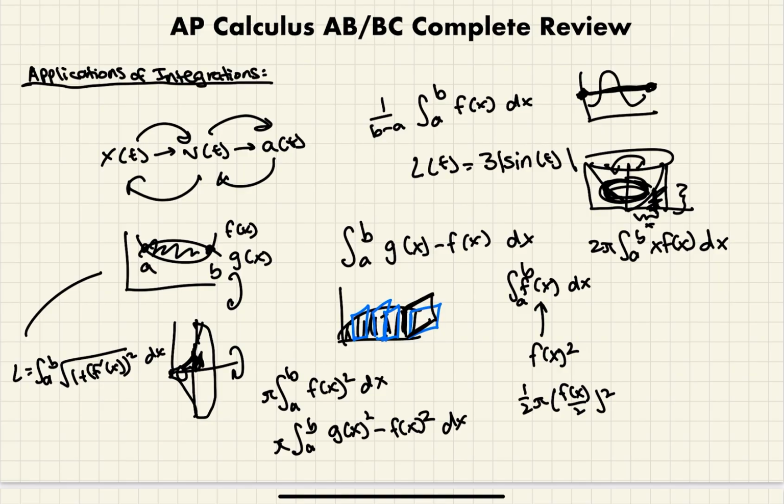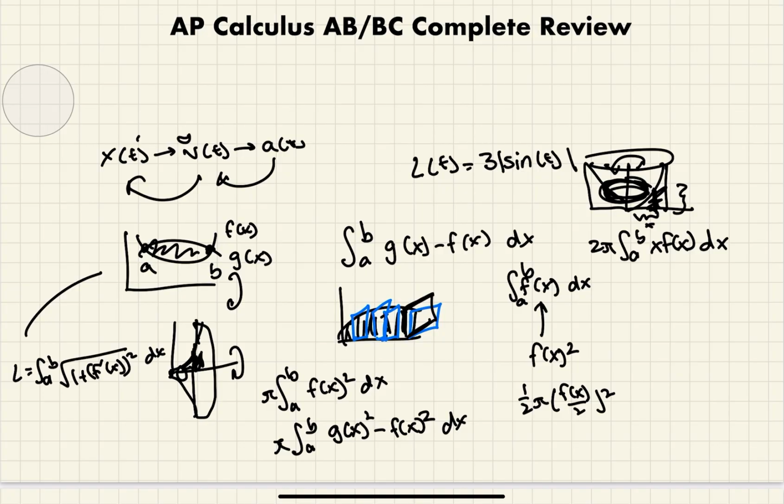So yeah, that's just the formula though. You take the derivative of the function you're looking for, square that, add 1, take the square root of that, integral from a to b, and that's going to give you the arc length. You're probably going to have to use a calculator to actually calculate it, but that's the formula. That's it for this unit.